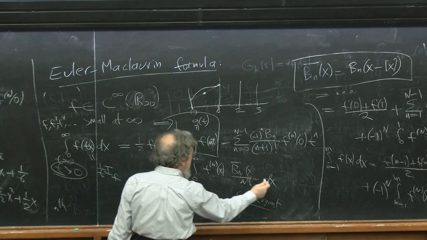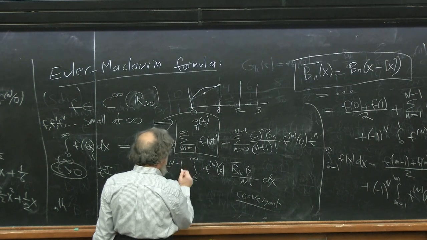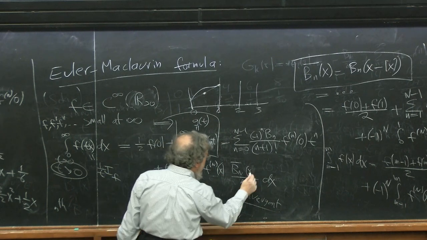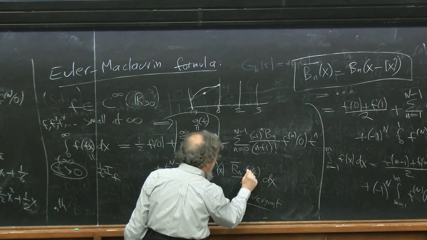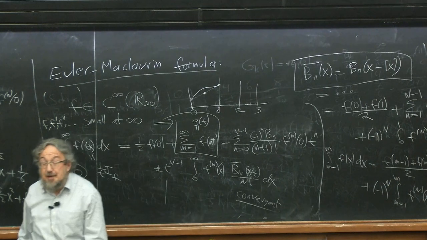And then I replace t by x over t. Then it goes back to being x. And I think it's t to the n minus 1, so the coefficient will be right. And here, I've done something very weird. Now it's x over t. And so it's got a completely different periodicity.